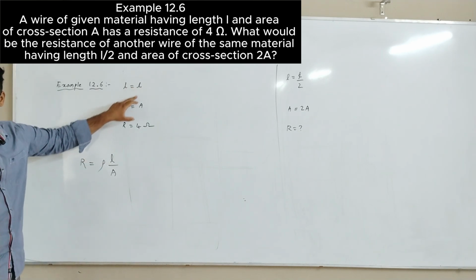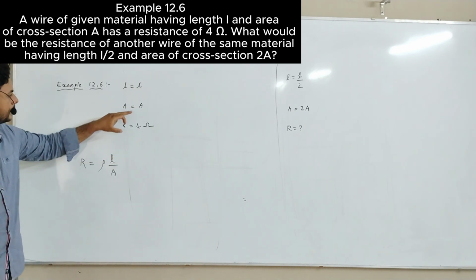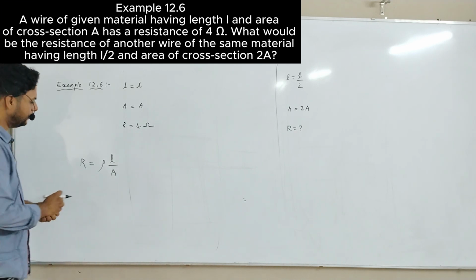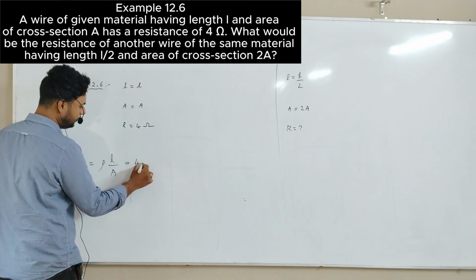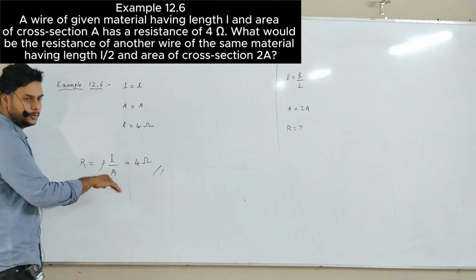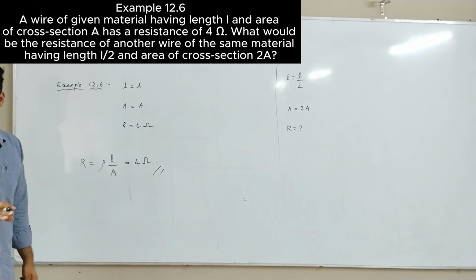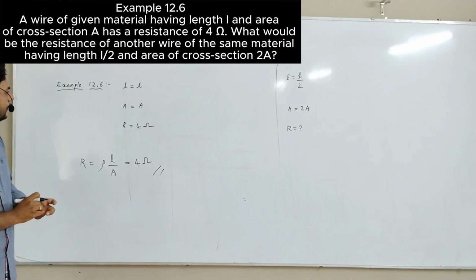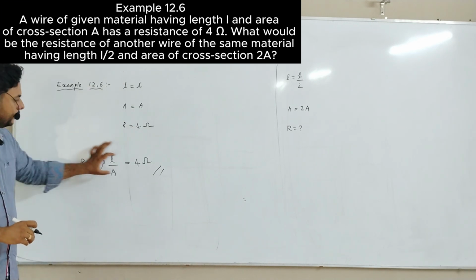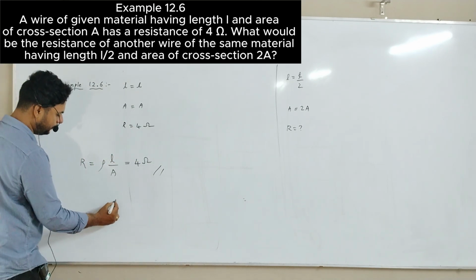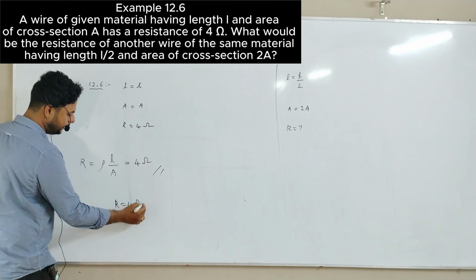Length is L. Cross section area A is A only. So this is equal to how much? 4 ohm. It's producing a resistance of 4 ohm. Getting this material with these instructions, it's producing the resistance of 4 ohm. So resistance is equal to 4 ohm here. Once I do the sum, we will get it.